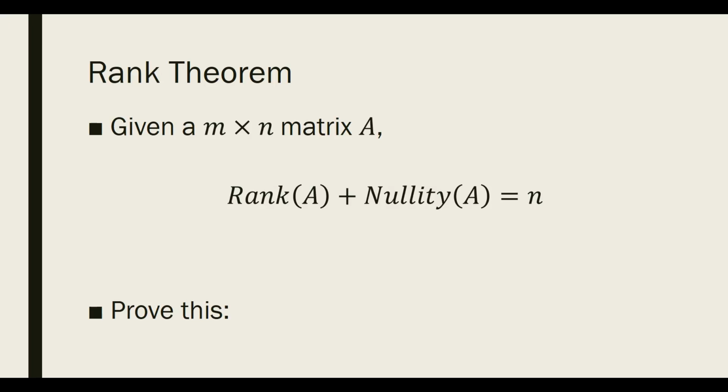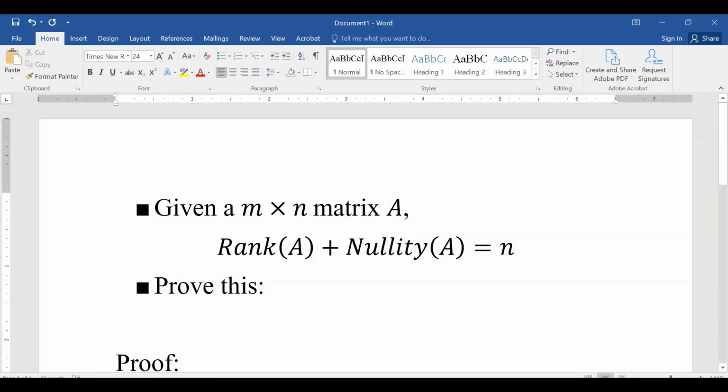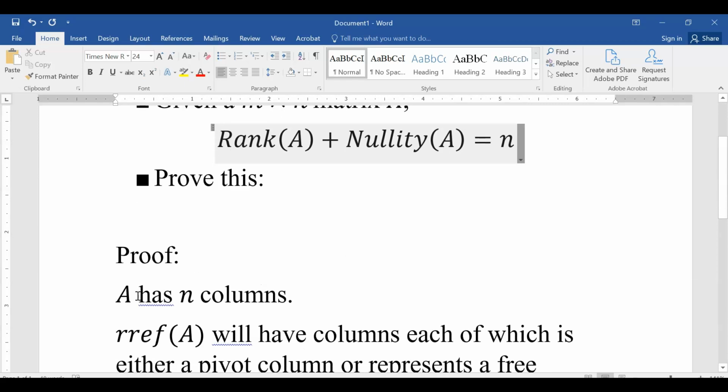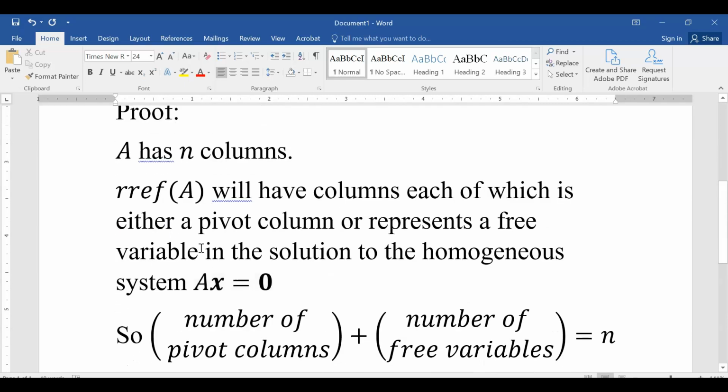So let me go ahead and prove that statement in a fairly straightforward way, hopefully. All right, so let's take a look at this. We want to prove the rank nullity theorem, or just sometimes called the rank theorem. The fact that the rank plus the nullity has to be the number of columns from A. So if we're going to prove this, we just say, well, since A has n columns, when you row reduce A, you'll notice that each of the columns is either going to be a pivot column or it's going to represent a free variable in the solution to the homogeneous system AX equals 0.